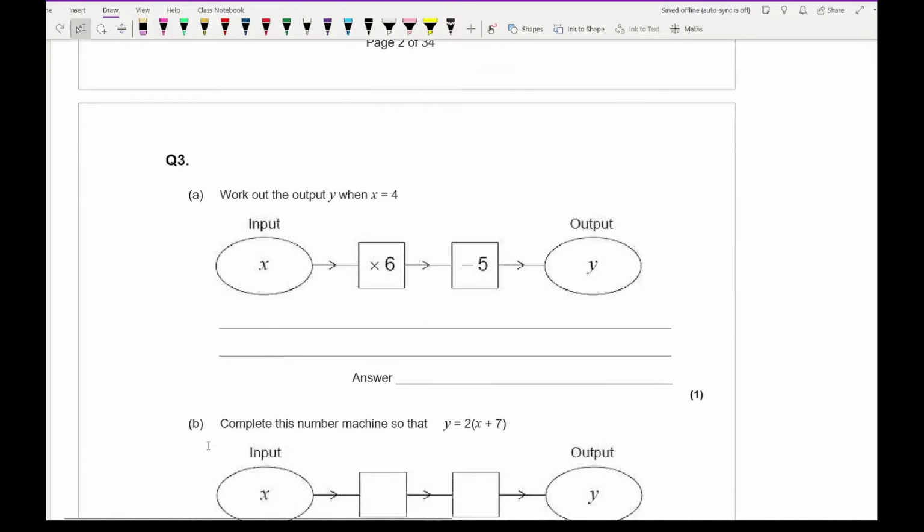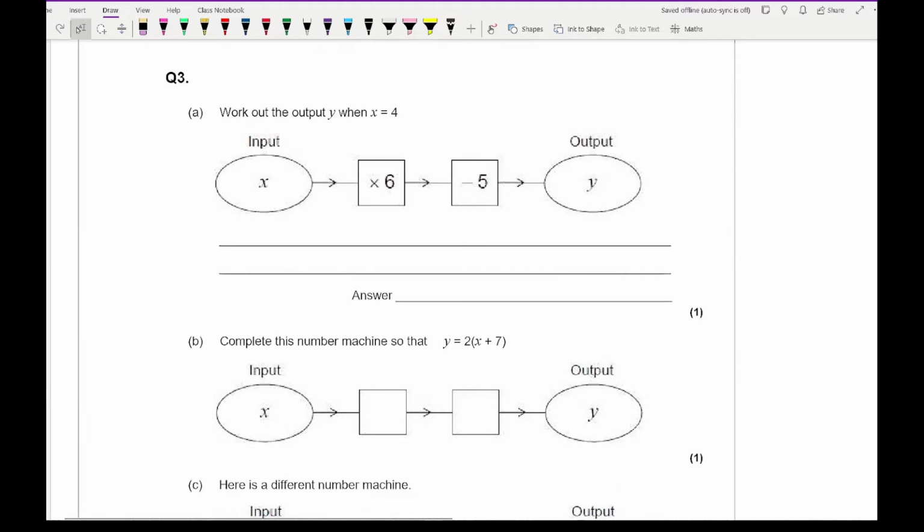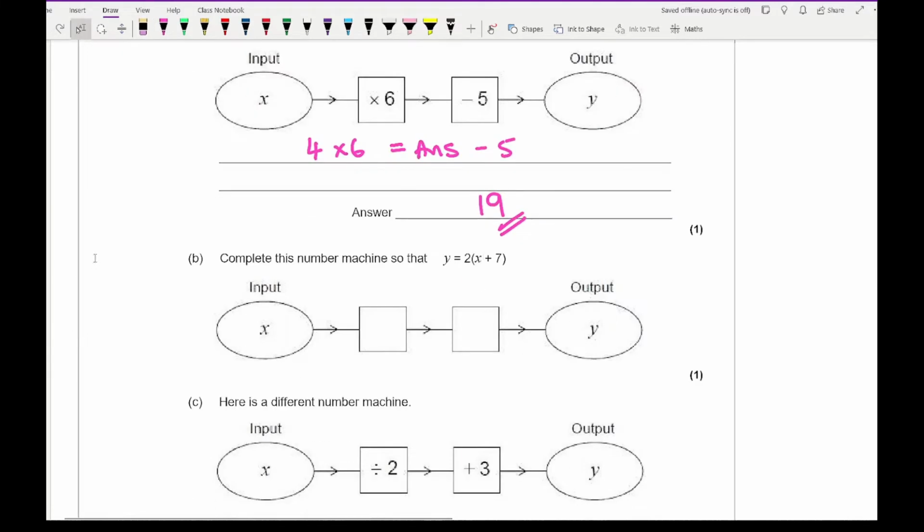Moving on to question 3, it says work out the output of y when x equals 4. So again, we're just substituting 4 into this. So it'd be 4 times 6, then press equals, and then with the answer, we're going to take away 5, in which you should have an answer of 19. Then for question B, it says complete the number machine so that y equals 2 and then x plus 7. So looking at this, you've got to think about what do you do first to x? Well, I'm going to add 7 and then I'm going to multiply it by 2.